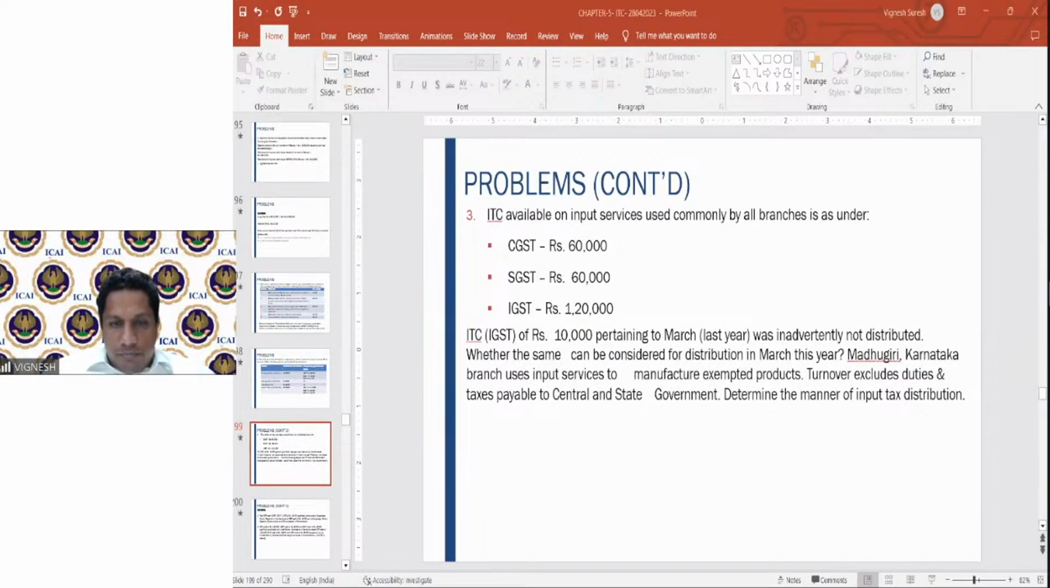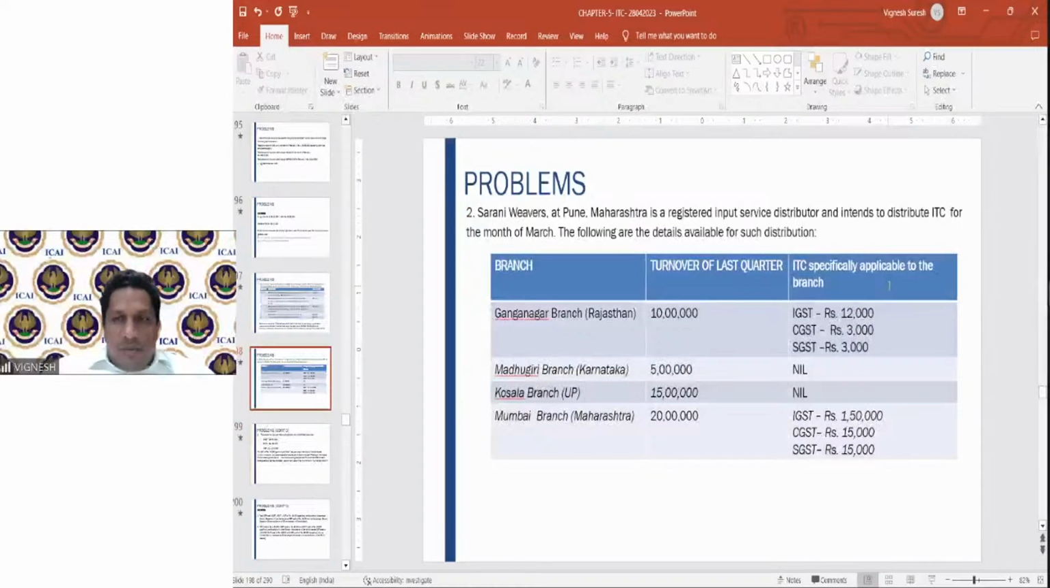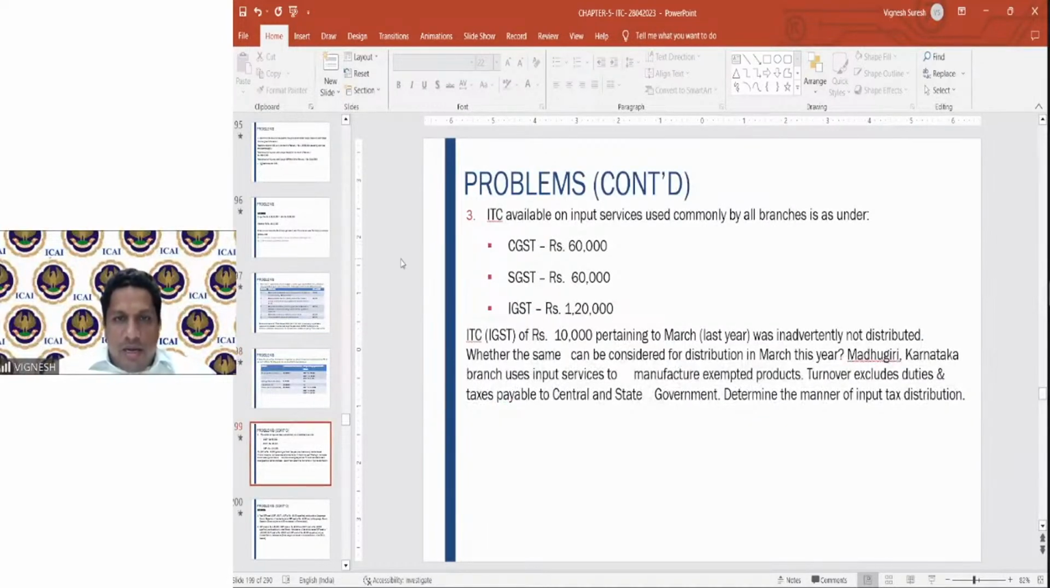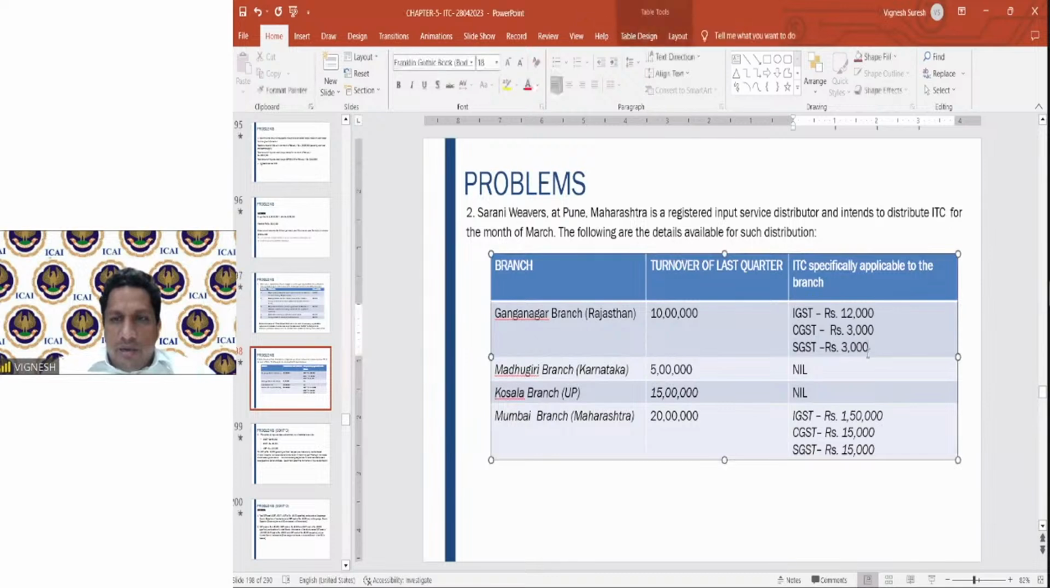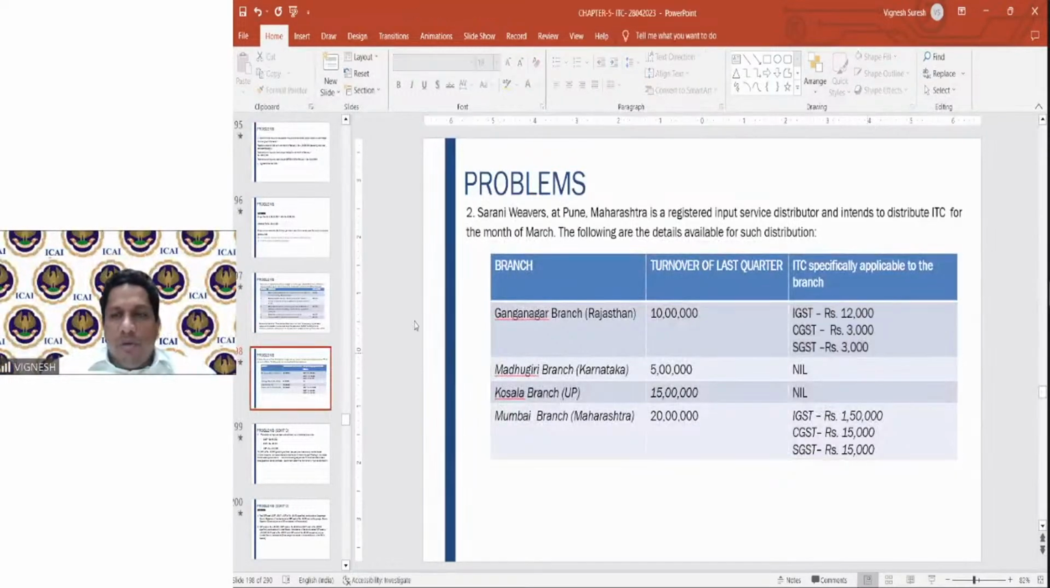Anyone? So therefore, here what is happening, you have to see what is the credit. Now, in this case, ITC applicable to the branch is given. ITC available on input services commonly is also given. Now, if you see here, ITC, which is 18,000, is attributable to the Ganganagar branch. He clearly says it is applicable to the Ganganagar branch, so this 18,000 you straight away distribute as IGST.